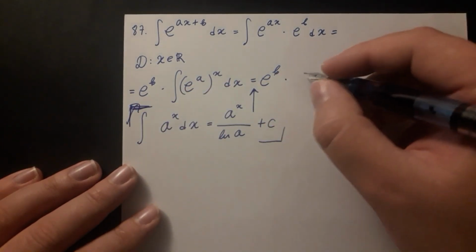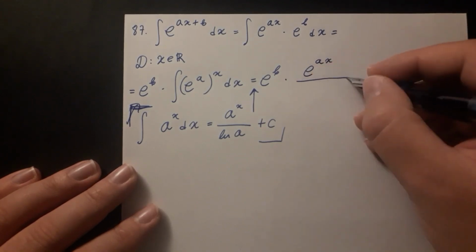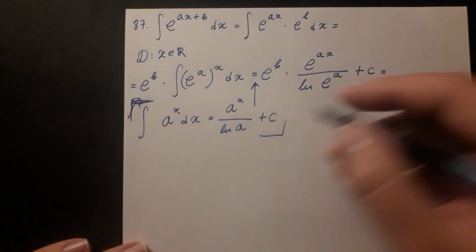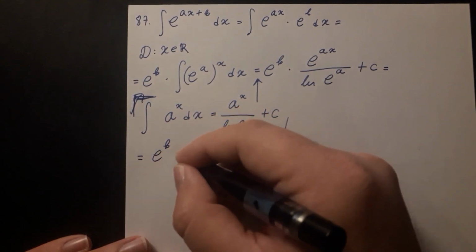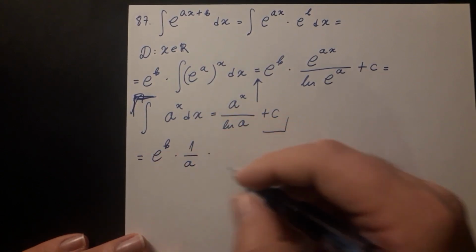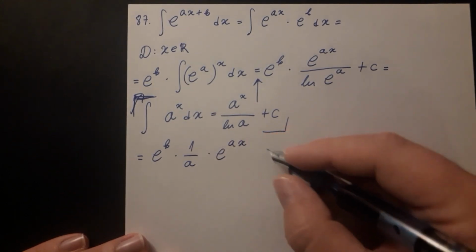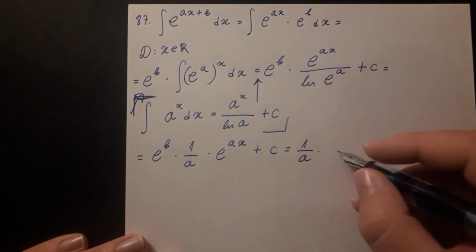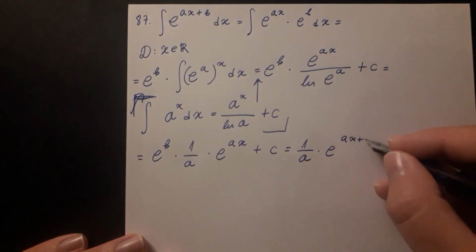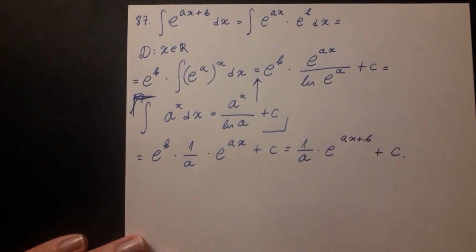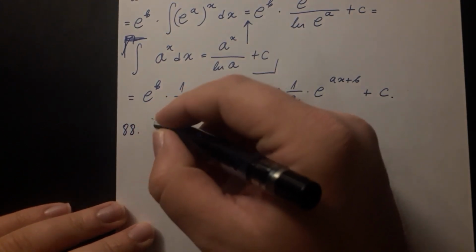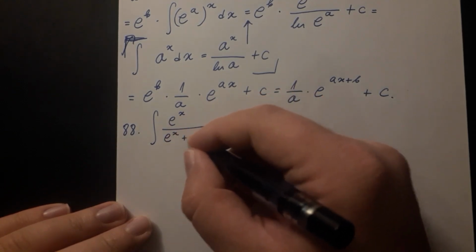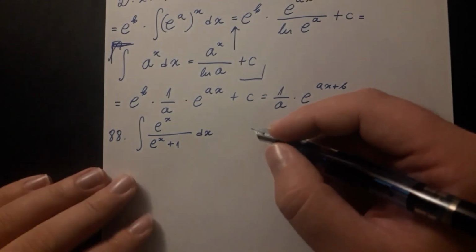So we get e to the power b times e to the power ax divided by ln of e to the power a plus c, which is then equal to e to the power b times 1 divided by a times e to the power ax plus a constant c, which is equal to 1 divided by a times e to the power ax plus b plus a constant c. Problem number 88 is the integral of e to the power x divided by e to the power x plus 1 dx.